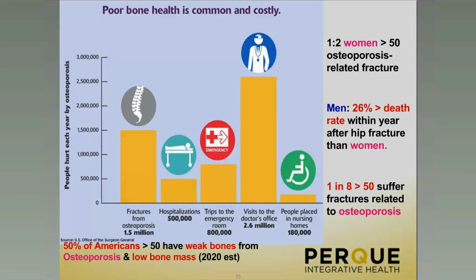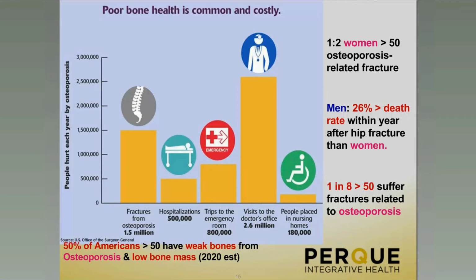Poor bone health is common and costly. Poor bone health is associated, as you see diagrammatically here from the Office of the Surgeon General, with fractures from osteoporosis. 1.5 million people a year have fractures from osteoporosis. Almost all of those avoidable if they had healthier bone matrix and an alkaline way of living. 500,000 hospitalizations due to osteoporosis directly as a consequence of falls and other frailties. 800,000 trips to the emergency room, 2.6 million visits to doctors' offices, and 180,000 people placed in nursing homes each year because of loved ones wanting to make sure that the risk of a fall or fracture because of osteoporosis doesn't affect their loved ones.